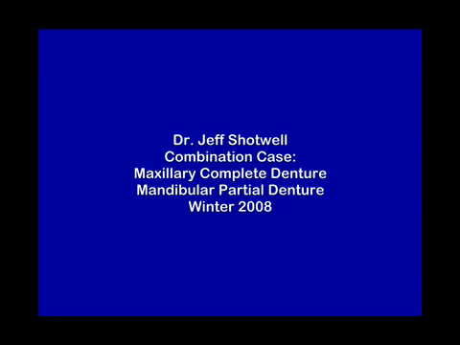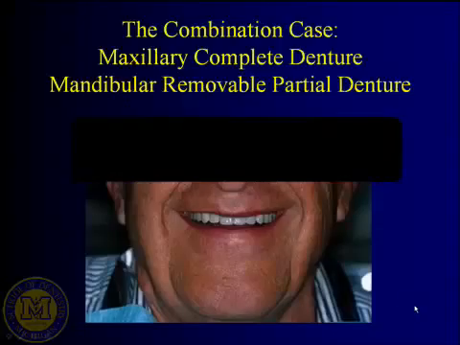So what are we going to talk about this week? It's basically the combination case. What do we mean when we say combination case? Most typically what we mean is a patient whose treatment requires that they have a maxillary complete denture and a mandibular partial denture. So typically the combination case, when we talk about it generically, we're automatically referring to someone who has a complete denture in one arch and a partial denture in the opposing arch.